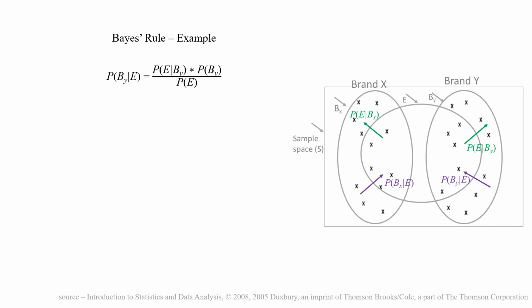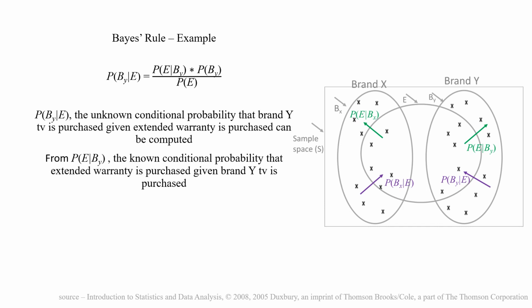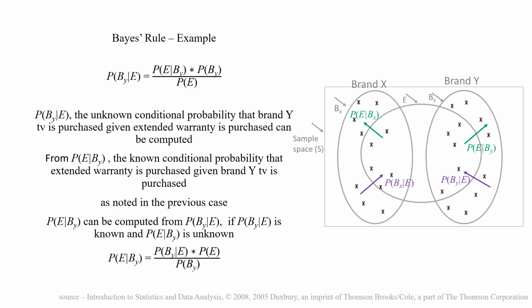And similarly, probability of By given E equals probability of E given By multiplied by probability of By divided by probability of E. That is, the probability of By given E, the unknown conditional probability that brand Y TV is purchased given the extended warranty is purchased, can be computed from probability of E given By, the known conditional probability that extended warranty is purchased given the brand Y TV is purchased. As noted in the previous case, the reverse is true as well.